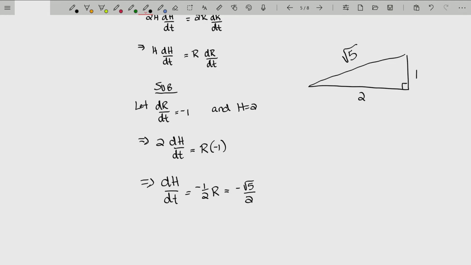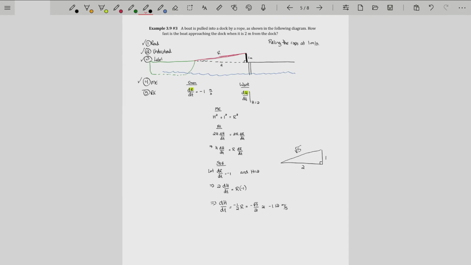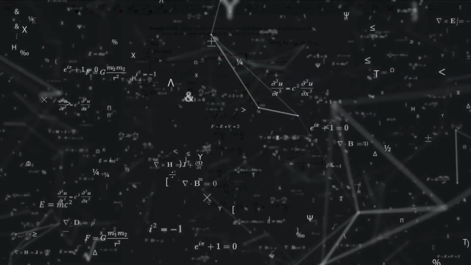So what does that mean physically in this situation? Well, I'm grabbing a calculator, so give me a moment. There we go. So it means that the distance between the front of the boat and the dock is decreasing at a rate of 1.12 meters per second when it is 2 meters away from the dock. Really a very cool problem.